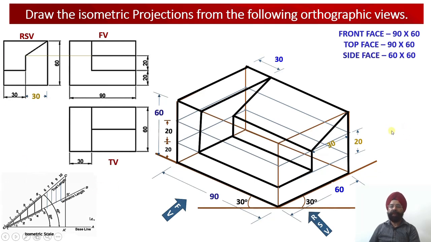So once we are able to identify the smaller elements, we are able to work out the isometric projections in a more appropriate manner, right?